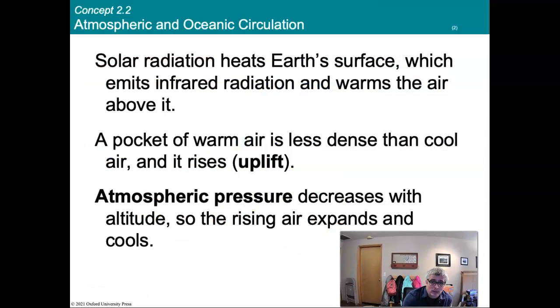Solar radiation heats the Earth's surface, which emits infrared radiation and warms the air above it. This pocket of warm air is less dense than the cool air, and it rises. Again, back to first principles, density: lighter things float on top of heavier things. And atmospheric pressure decreases with altitude, so rising air expands and the air cools. So you've got a pocket of warm air rising off the surface. It's warmer, so it's lighter, and as it moves up, it expands.